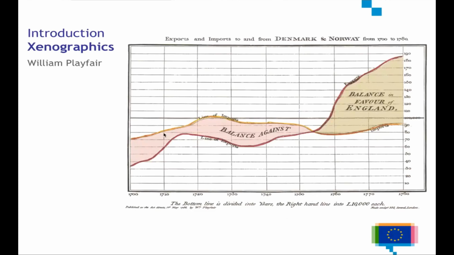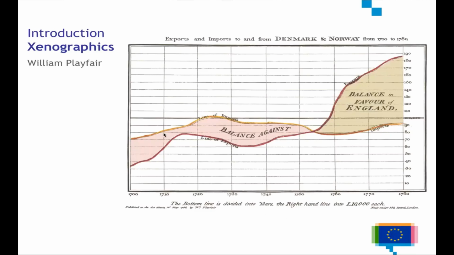It shows you the exports and imports between England and Denmark and Norway, and halfway the chart you can see the balance of trade flip from against England to in favor of England. And when Playfair published this chart in his book, no one had ever seen anything like it. This was the first time that someone used visualization to communicate statistics.